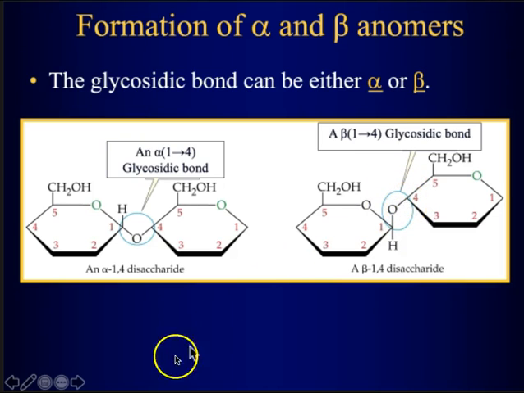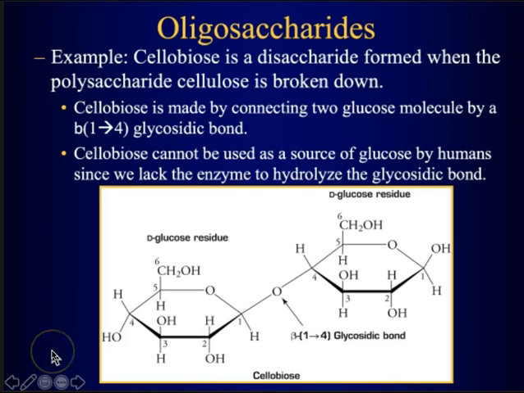So let's look at a couple examples. Cellobiose is an example of a beta 1,4-glycosidic bond. This is a disaccharide formed when polysaccharides of cellulose are broken down, so when you break down any kind of cellulose, especially in plants. But because it's in plants and from a cell wall, we actually cannot hydrolyze this. So even though this is a carbohydrate, we don't get any energy from this because we lack the enzyme to actually break this bond. Because we can't break that bond, we can't break these residues down.